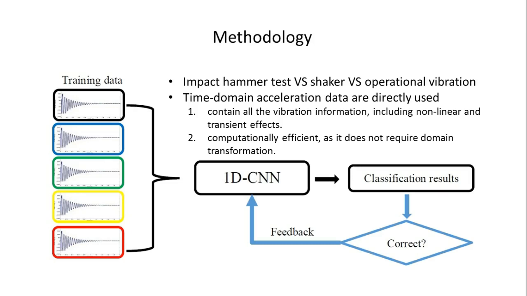And based on some criteria, we optimize this 1D CNN model. There are actually 500 iterations to optimize the 1D CNN algorithm. And then we use the rest of the data to test whether our learned 1D CNN model is effective in condition identification.